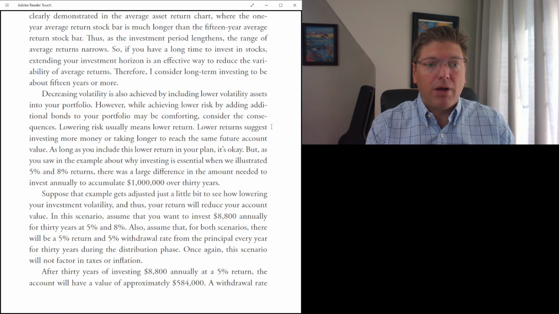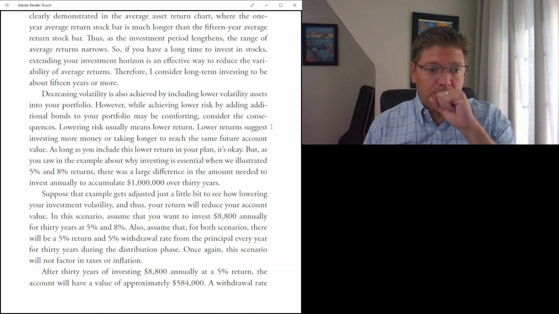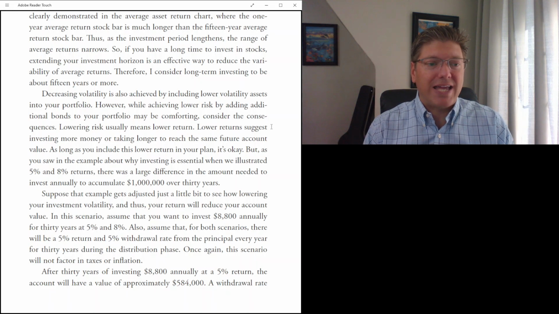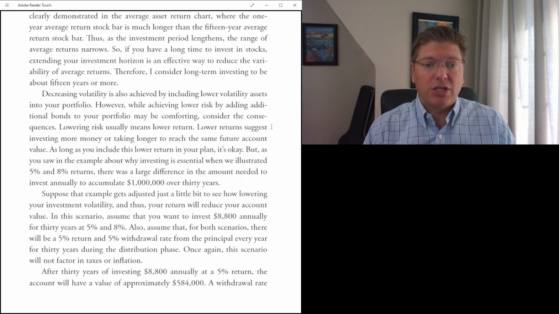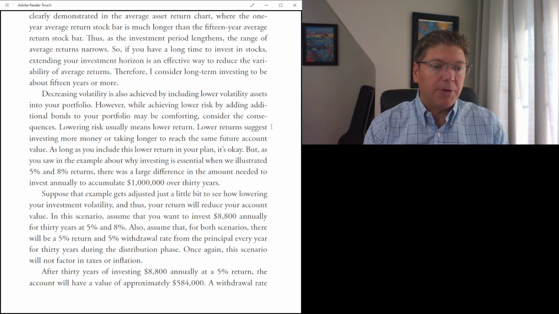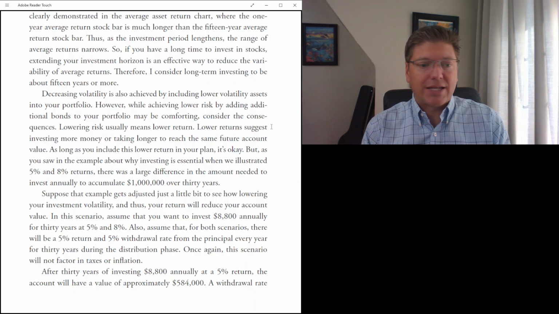But as you saw in the example about why investing is essential, when we illustrated 5% and 8% returns, there was a large difference in the amount needed to invest annually to accumulate $1 million over 30 years. Suppose that example gets adjusted just a little bit to see how lowering your investment volatility and thus your return will reduce your account value. In this scenario, assume that you want to invest $8,800 annually for 30 years at 5% and 8%. Also assume that for both scenarios, there will be a 5% return and a 5% withdrawal rate from the principal every year for 30 years during the distribution phase. Once again, this scenario will not factor in taxes or inflation.